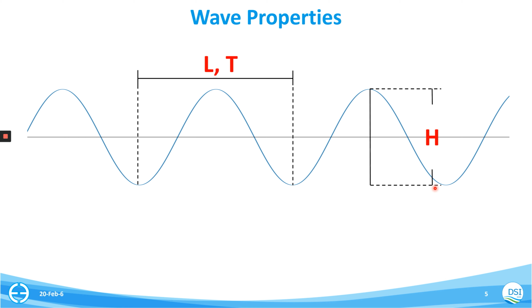However, in the real world, you won't see this kind of sine wave. The wave is generally the sum of multiple different sine waves with different frequencies, different energy, and different wave heights. So it makes more sense to describe the wave height and the frequency in a more statistical way.